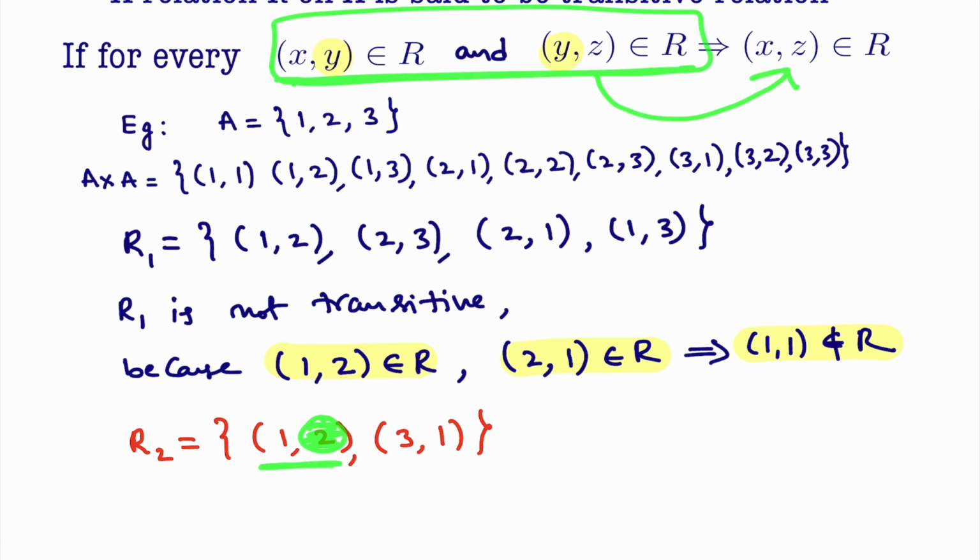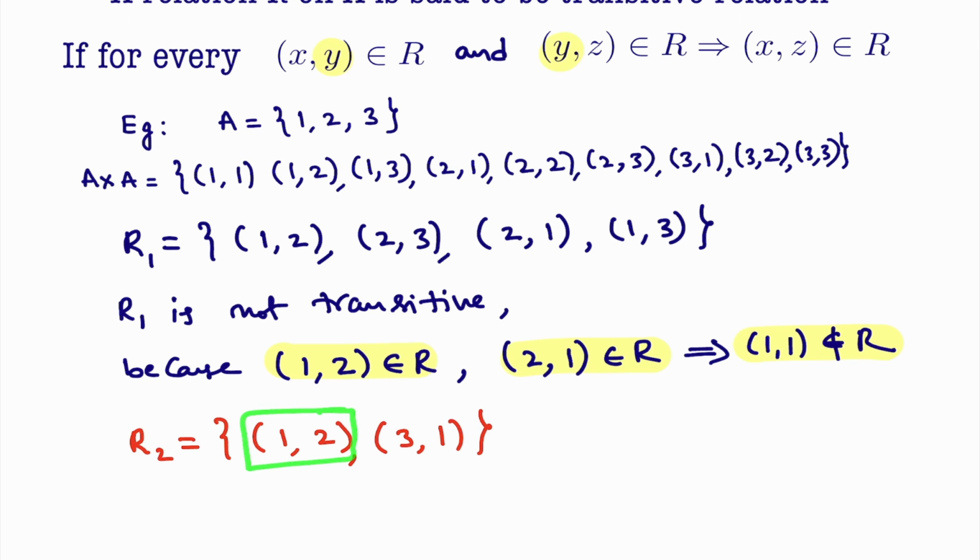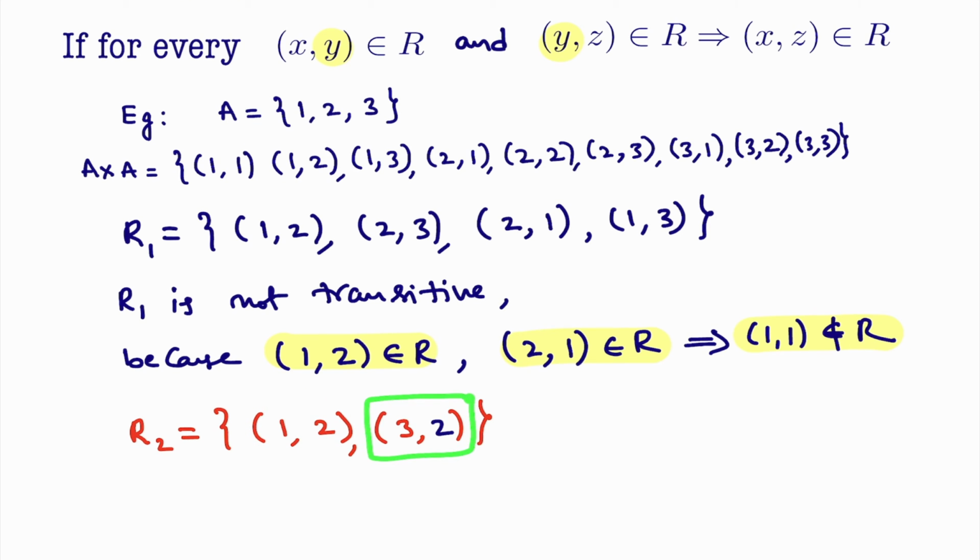Here you see, this ends with 2. Does any other start with 2? Nothing starts with 2. So in that case, we say that this particular ordered pair passed the transitive test. For x comma y, we are unable to find y comma z. If y comma z exists, then we'll look for x comma z. So this element passed the transitive test. Now observe this 3 comma 2. This ends with 2. Is there any other ordered pair other than this which starts with 2? No. In that case, this satisfies the transitive property. I hope you are understanding.